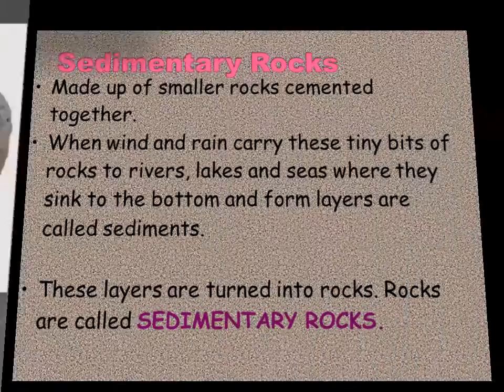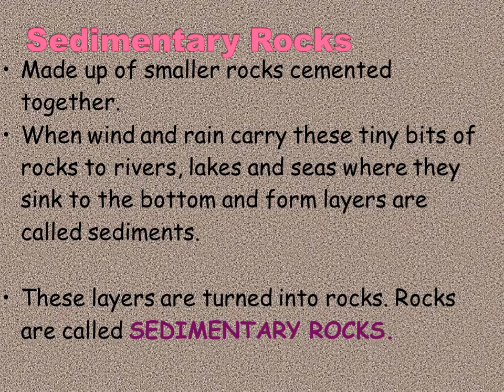Now let us move to the next group of rocks called the sedimentary rocks. Usually these rocks are formed from older rocks that have been broken into tiny fragments. Wind and rain carry these tiny bits of rocks to rivers, lakes and seas, where they sink to the bottom and form layers called sediments. Over millions of years, these layers are turned into rocks. Such rocks are known as sedimentary rocks.